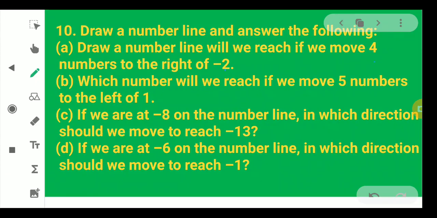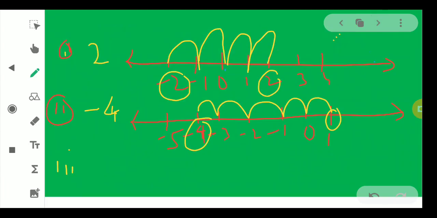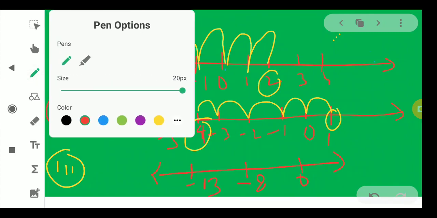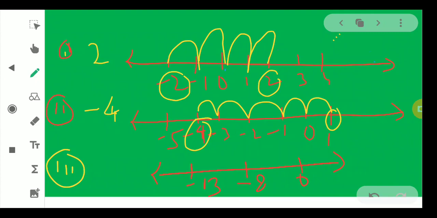The next is, if we are at minus 8 on the number line, in which direction should we move to reach minus 13? Now we are at position minus 8 right now. Suppose this is 0, this is minus 8. And we have to move to minus 13. Now the direction is asked, whether we will move to the left or right. So from minus 8 to minus 13 we have to go this side, and this is the left direction. So we will move in the left direction. Why? Because minus 13 is smaller than minus 8.